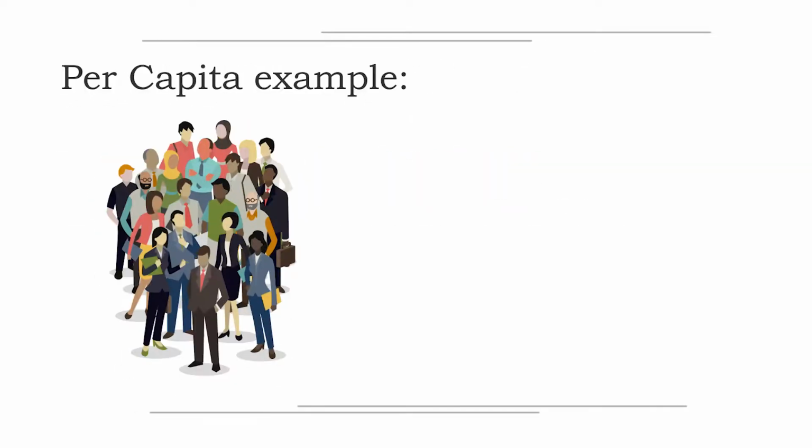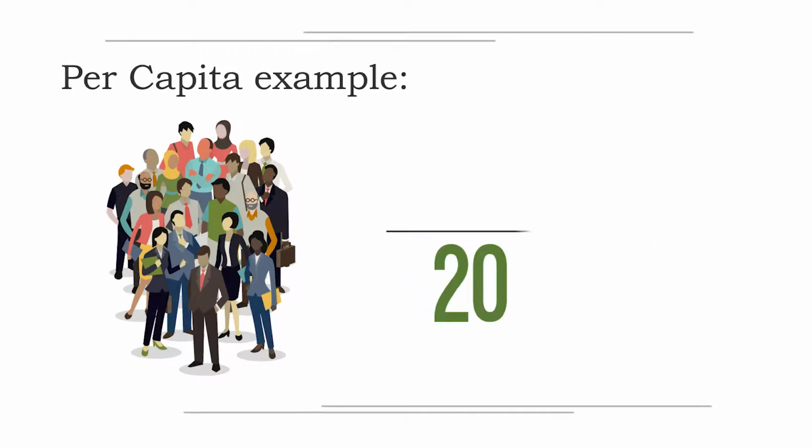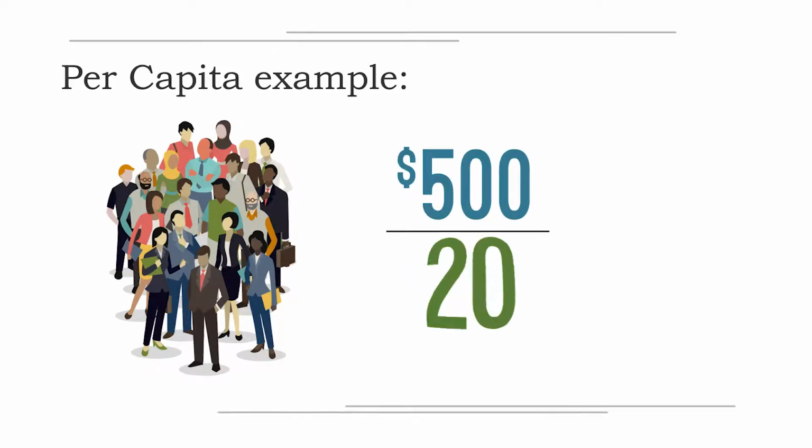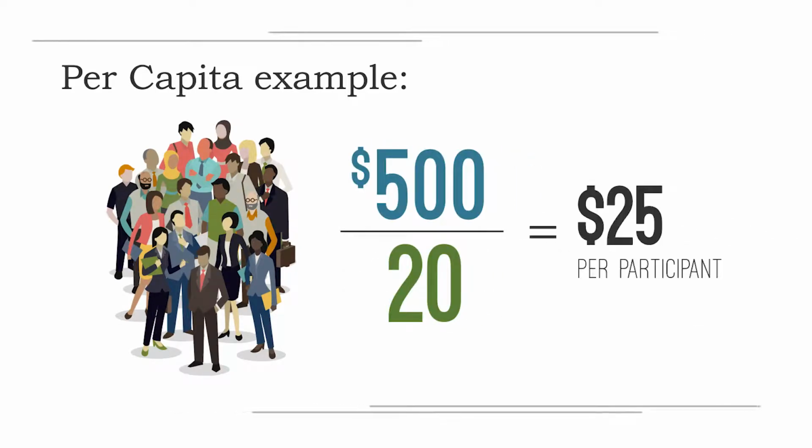A per capita method divides the total fee evenly among all applicable participants. For example, if Sue's plan has 20 participants, a $500 fee would be divided by 20. That's $25 per participant. Your second option is to pay for plan expenses using forfeitures.